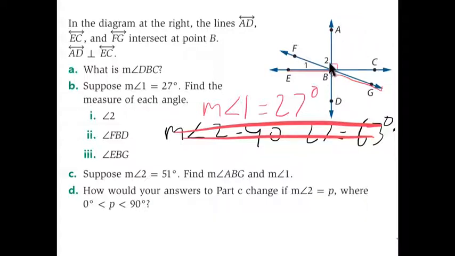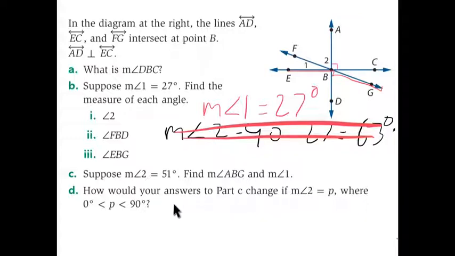If the measure of angle 2 is 51 degrees, then 90 minus 51, I believe, is 39. So the measure of angle 1 is 39. And this, right here, angle CBG, has to be vertical to this angle 1 over here, and since vertical angles are congruent, if 1 is 39 degrees, then this is 39 degrees. So angle ABG has to be 90 plus 39, which is 129. And we just found the measure of angle 1 was 90 minus 51. So that was part C.